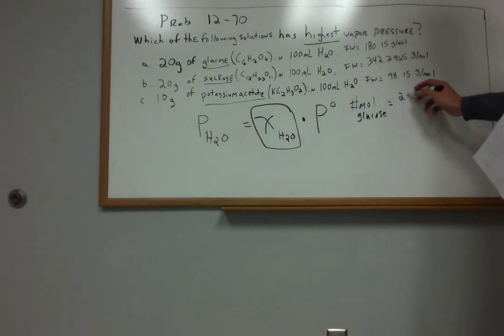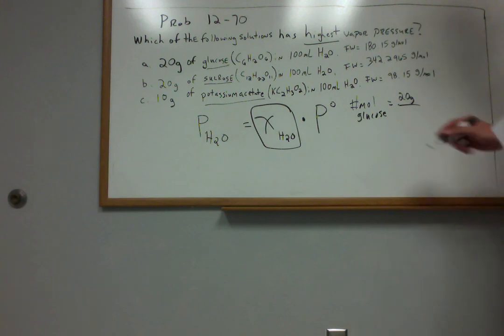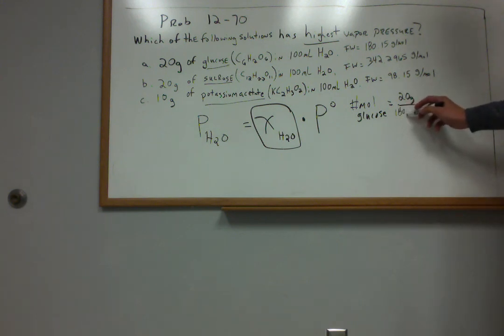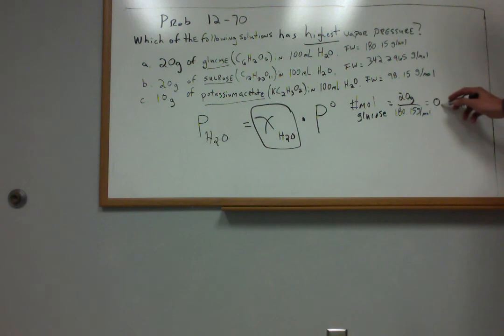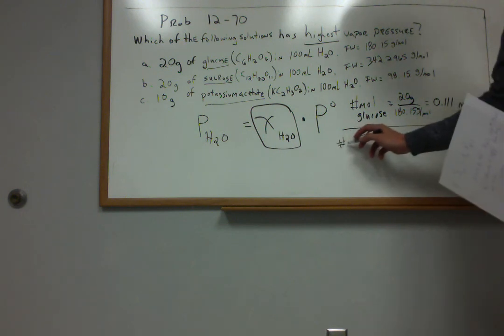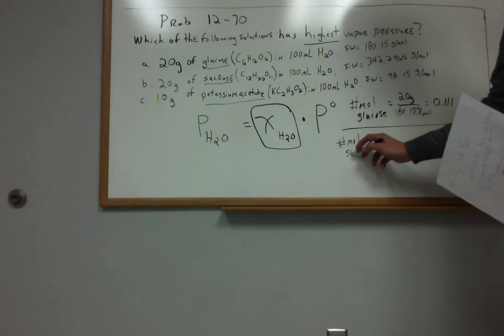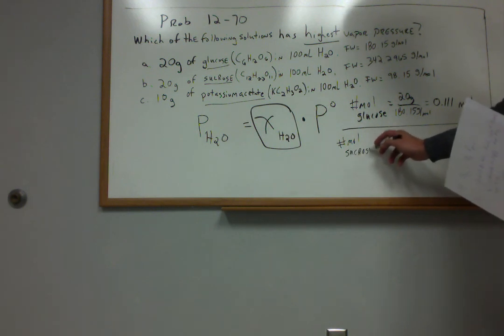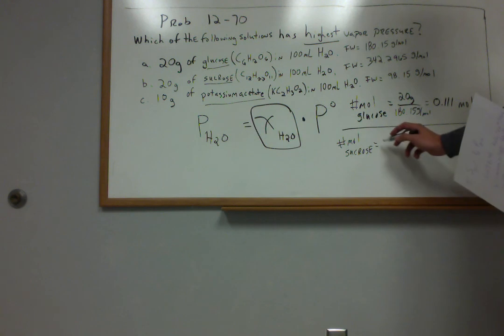We know that we're using 20 grams, and its molar mass is 180.15 grams per mole. If we do the math on that, it turns out that corresponds to 0.111 mole of glucose. I do a very similar calculation for the sucrose. Number of moles of my table sugar is equal to the 20 grams that's in my solution.